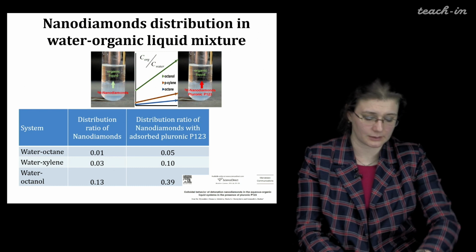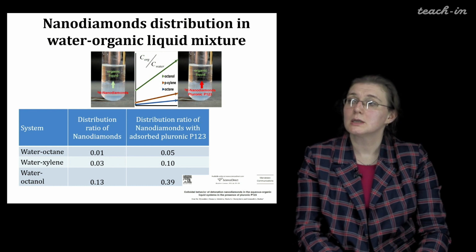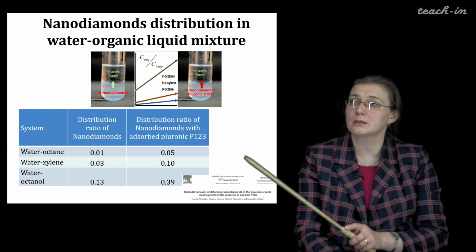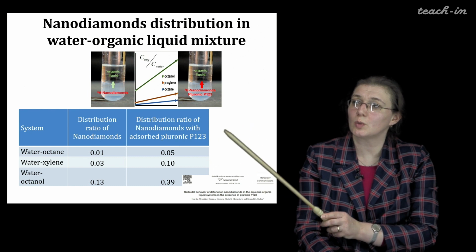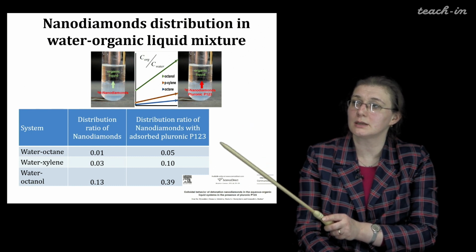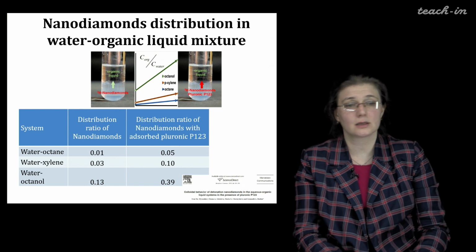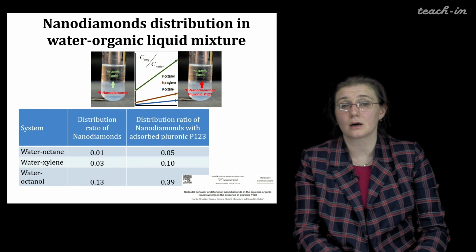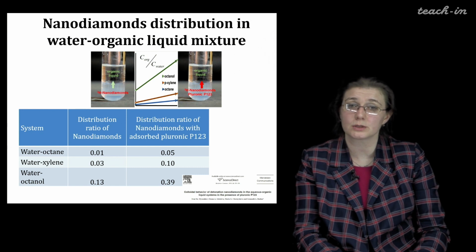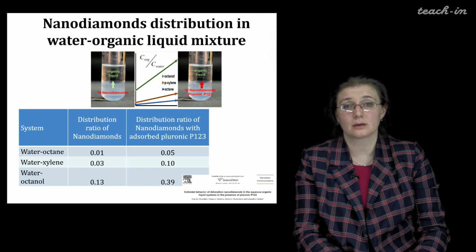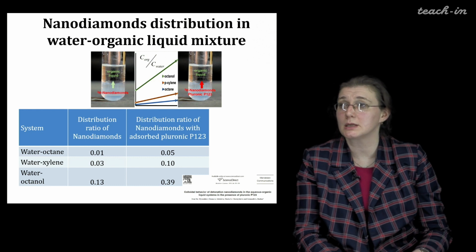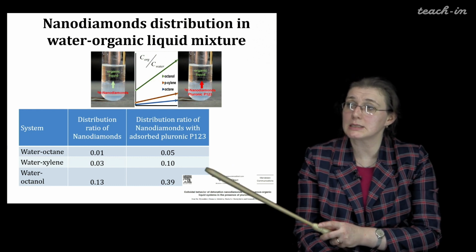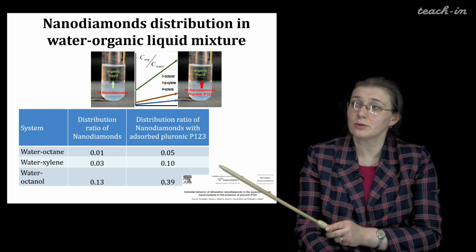Here we used tritium labeled nanodiamonds to analyze their distribution in a system of two immiscible liquids, and we used octane, xylene, and octanol as an organic system. And you know that the distribution in the water-octanol system is characteristic of hydrophobicity. And so we can see free nanodiamonds and nanodiamonds which are modified with organic polymer.